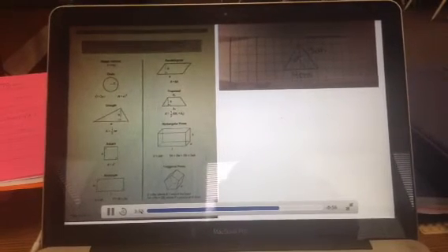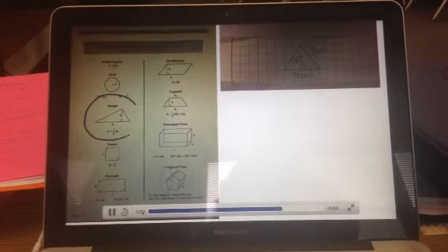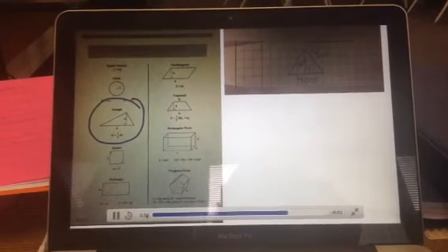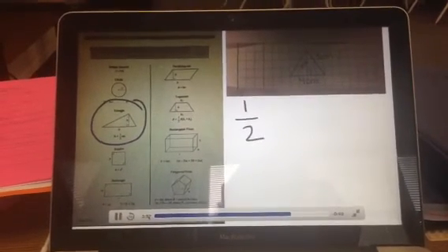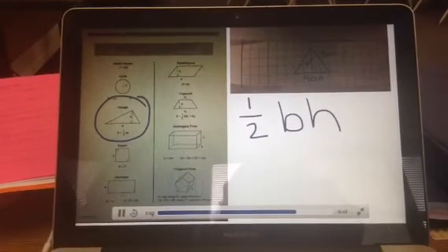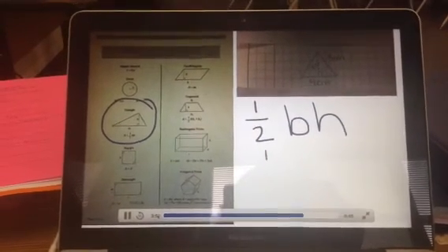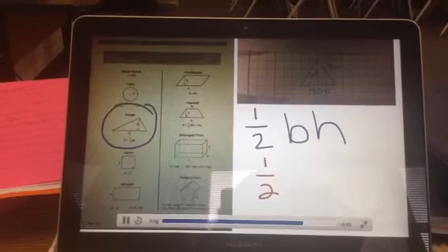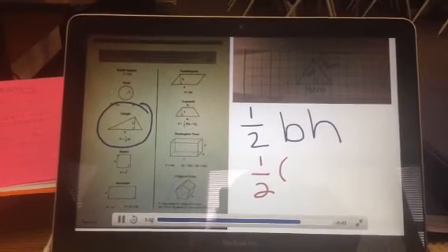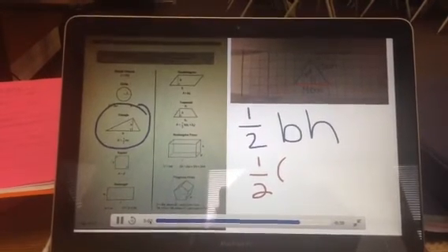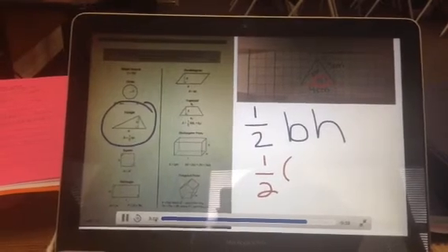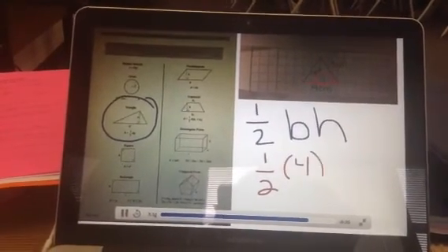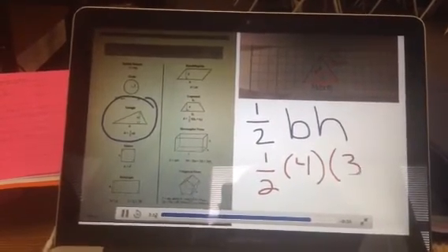This is our last example on formulas, and it deals with triangles. So we are looking at this formula right here, and we have area equals 1/2 base times height. So let's replace what we know. We have 1/2, the base of this triangle. Remember, the base is always connected with the height by the 90-degree angle. So 1/2 the base, which is 4, times the height of 3.